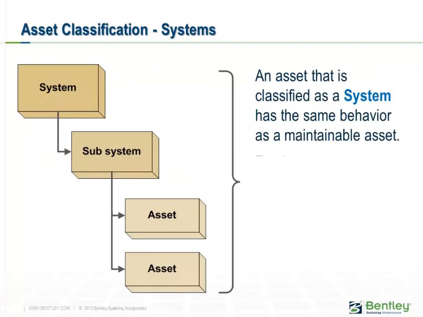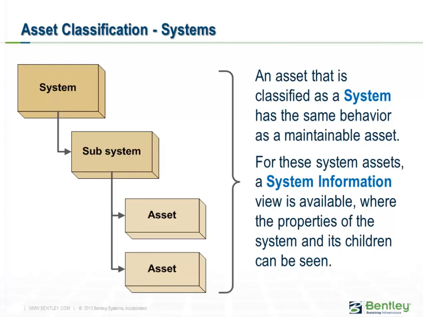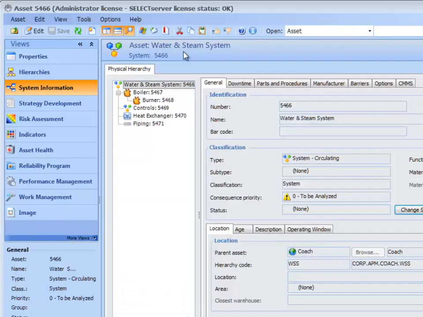Assets that are classified as systems have the same behavior as maintainable assets. The system classification allows for a logical structure to be created. Grouping assets into a system makes it easier to search for the system and to compare data on similar assets. A system information view is included on system assets. This view allows users to see the properties of the system and its children. The system information is limited to 5 levels in the hierarchy. In the example shown here, we are able to view properties of the child asset, the burner, while the system asset is open.